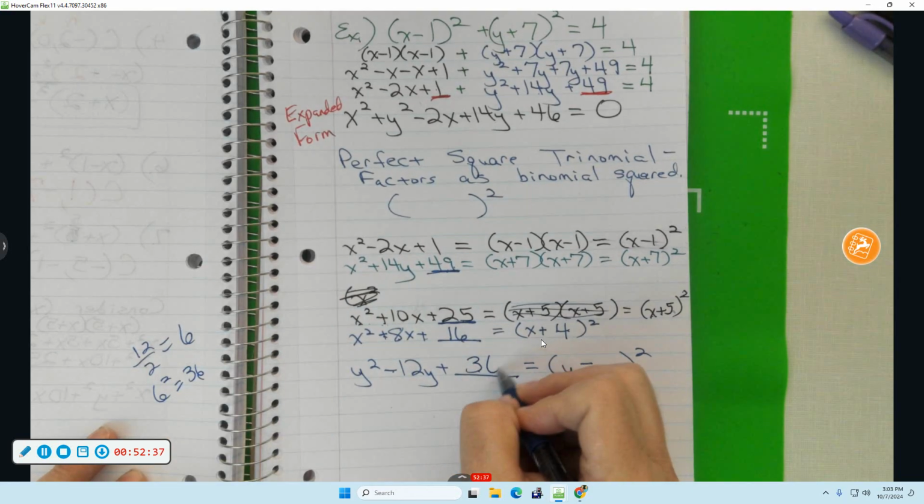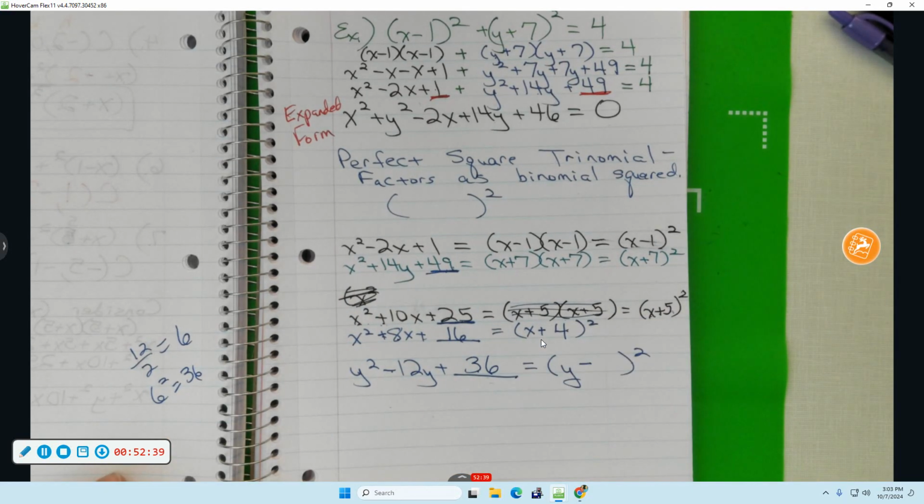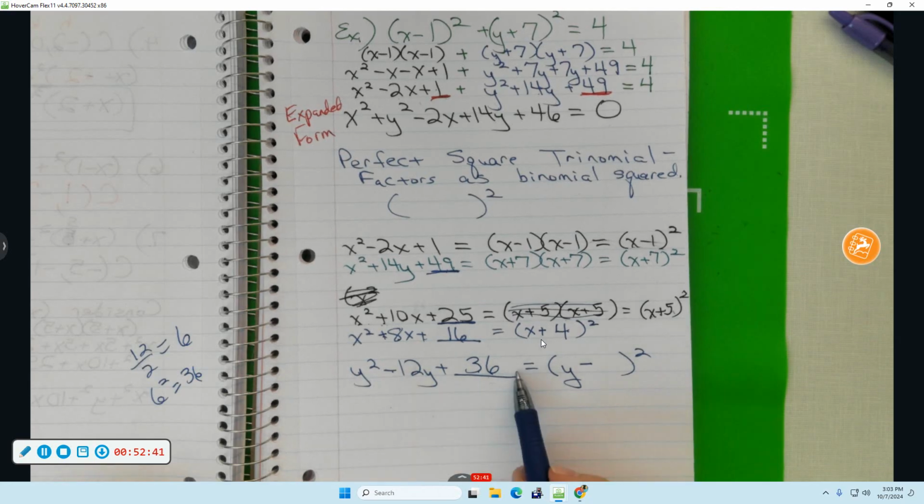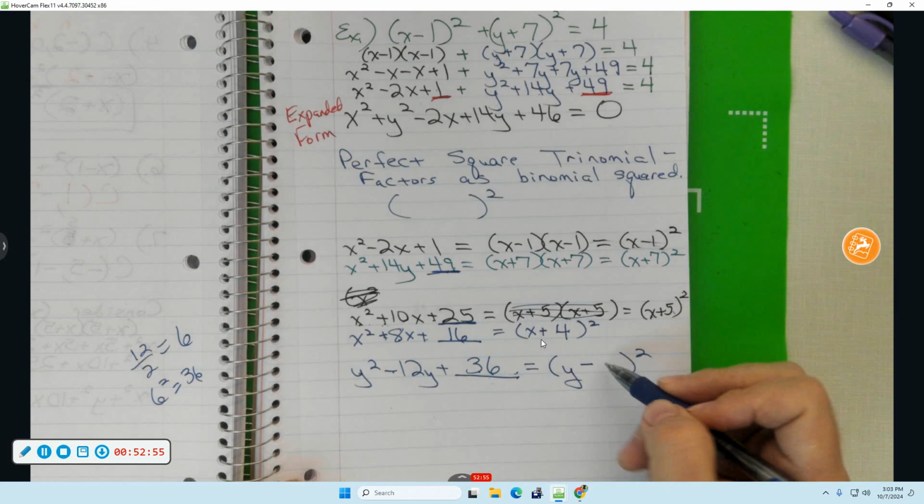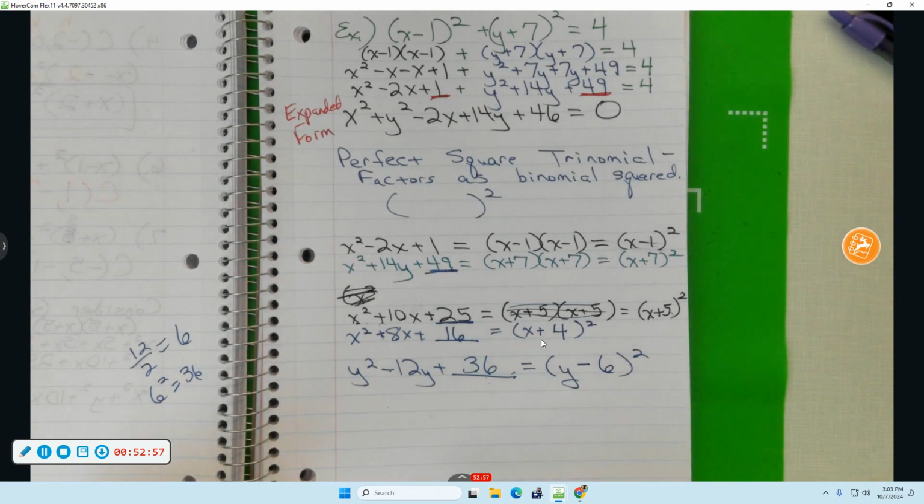So there's the perfect square trinomial that we've created. Now we'll factor it as a binomial. Variable, sign, what's going to go after that minus? Half of that number, 6. If you take y minus 6 times y minus 6 and FOIL it out, you're going to get back y squared minus 12y plus 36.